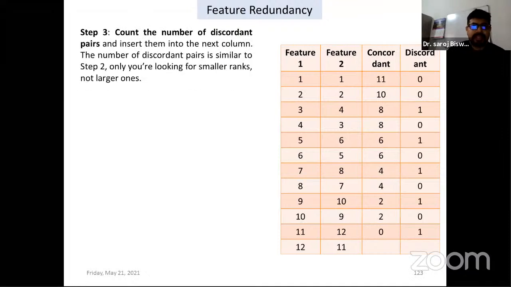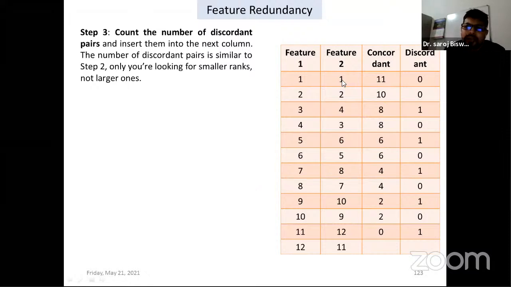Now we come to find the discordant pairs. Count the number of discordant pairs and insert them in the next column, the discordant pairs of the ranks of feature 2. So what is discordant and how can we calculate it? The number of discordant pairs is similar to step 2, only we are looking for smaller ranks. In the case of concordant, we look at how many higher ranks are below a particular rank, but in this case we look at how many smaller ranks are below a particular rank.